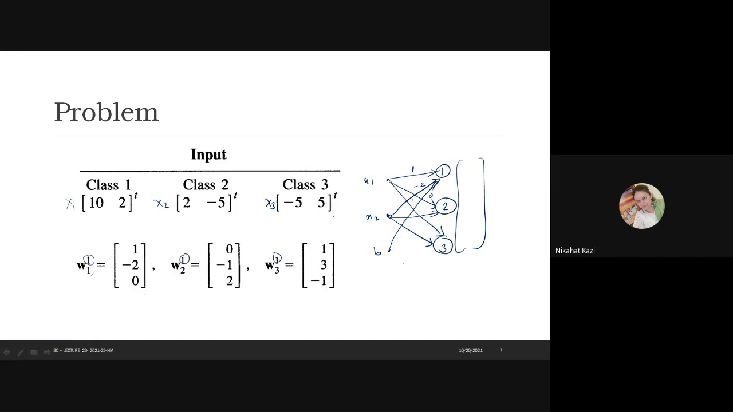So what I need to do is encode these classes in the form of vectors. Since I'm using bipolar, class 1 will be 1, -1, -1. Class 2 will be -1, 1, -1. Are you getting it? This is the output vector for class 1. Class 2 will be this. Class 3 will be -1, -1, 1.